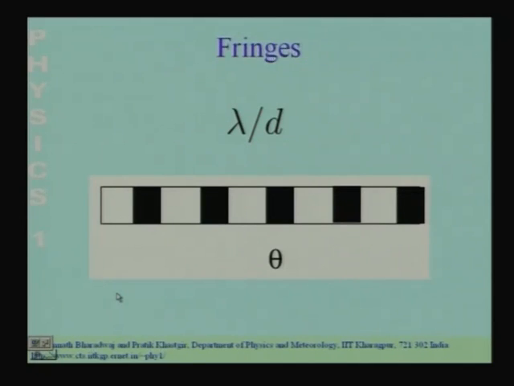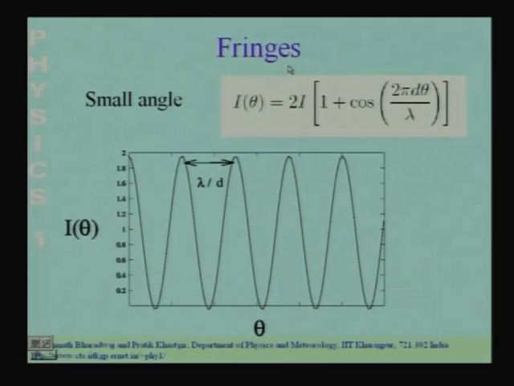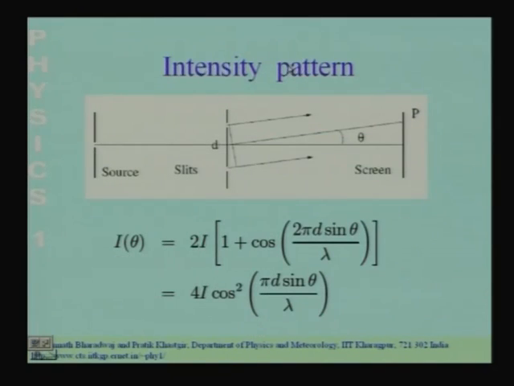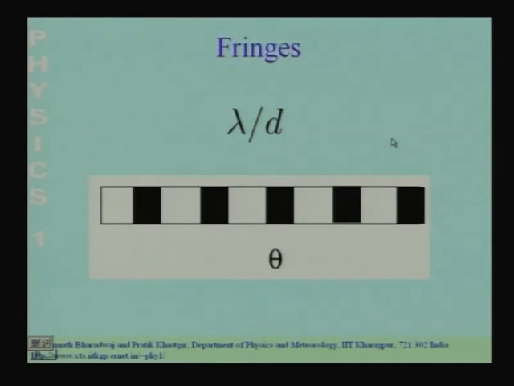And it is these lines which are shown over here, and these lines will have a spacing lambda by d, and these alternating patterns of dark and bright lines is what is referred to as fringes. So, you will observe fringes on the screen over here. On the screen you will get a fringe pattern which refers to a pattern of alternating bright and dark lines with a spacing of lambda by d.